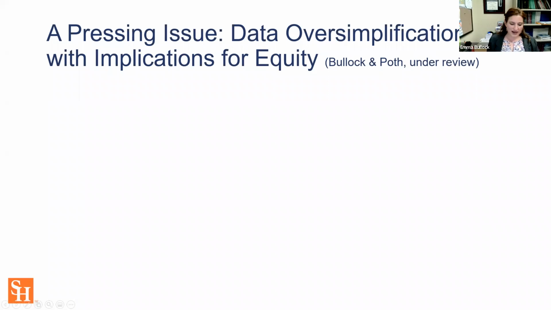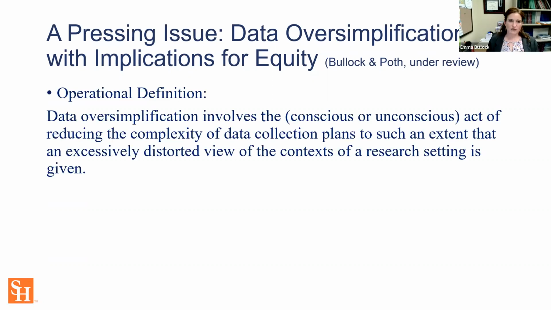We actually did a big fat literature review trying to find anywhere that people had talked about data oversimplification and couldn't really find an operational definition. So in our paper that's under review, we are operationally defining data oversimplification as involving the conscious or unconscious act of reducing the complexity of data collection plans to such an extent that an excessively distorted view of the contexts of a research setting is given.